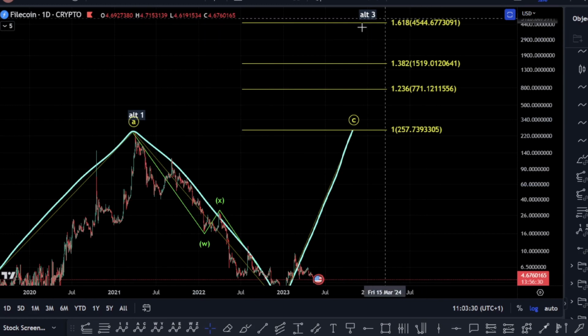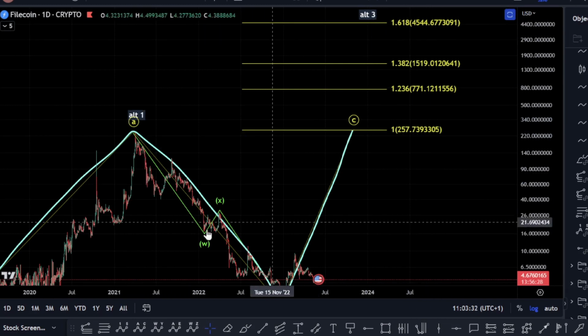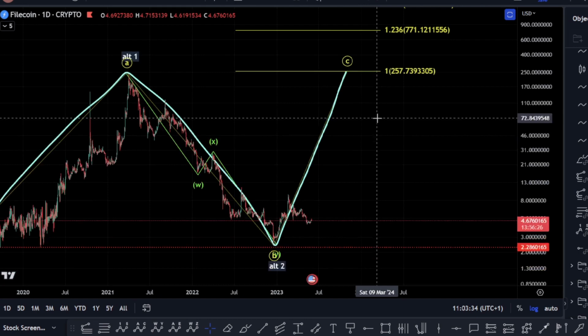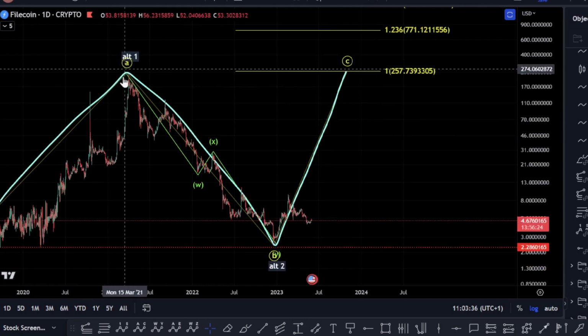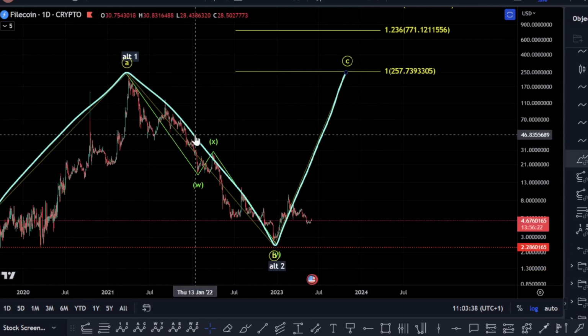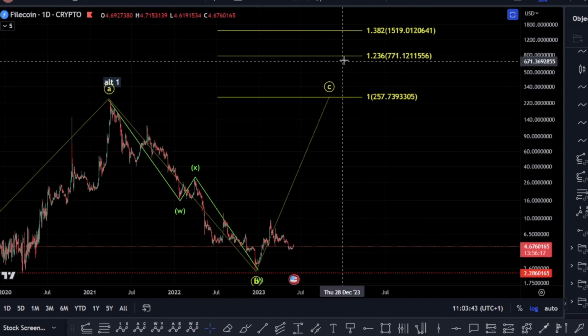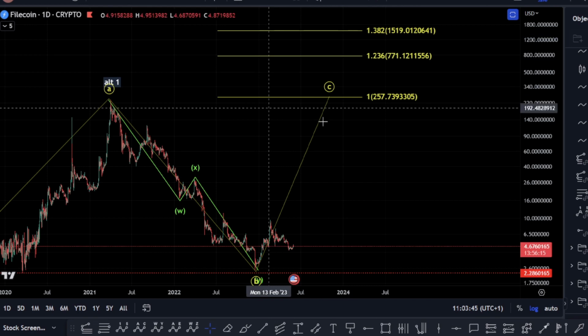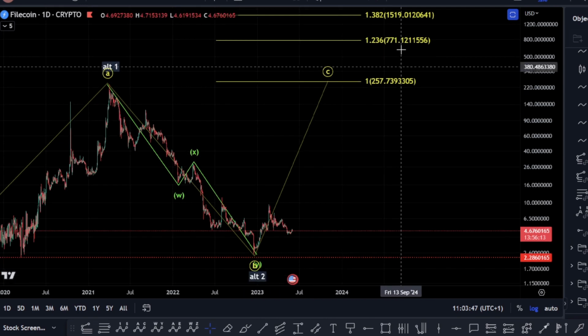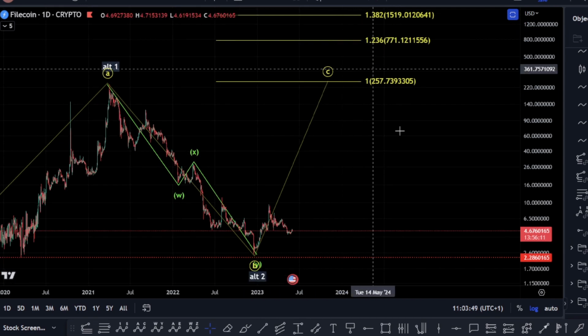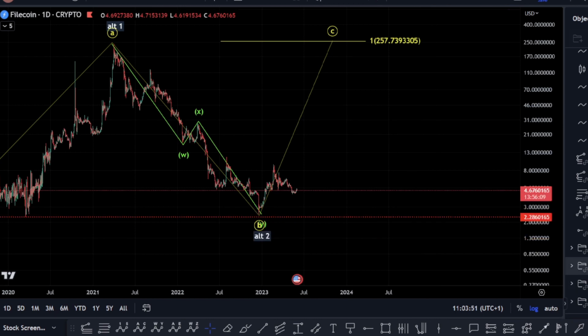It is technically possible, so we can't really rule it out, but what we just need to be mindful of is that there's not a lot of confidence in this as a wave one, so I would be primarily looking for these corrective targets, this 121, 1236, and this 1382 as a more reasonable level that I would be looking at as price being able to move into. Though with this as crypto, nothing is impossible.